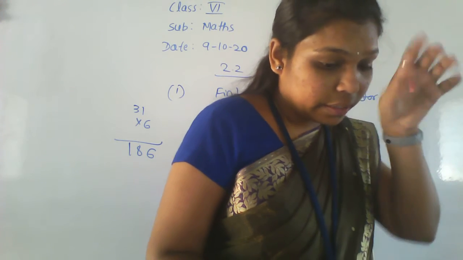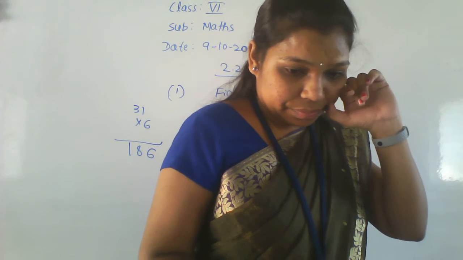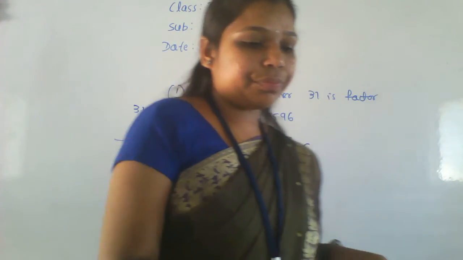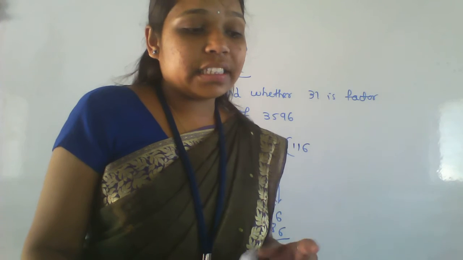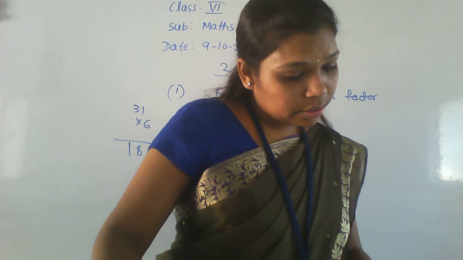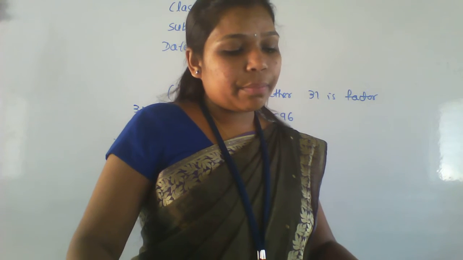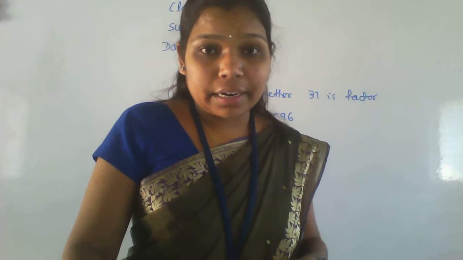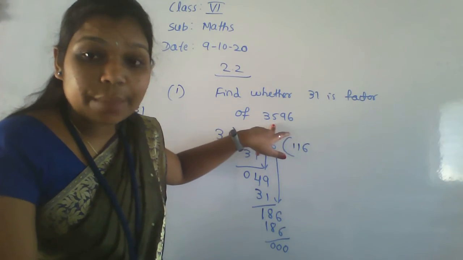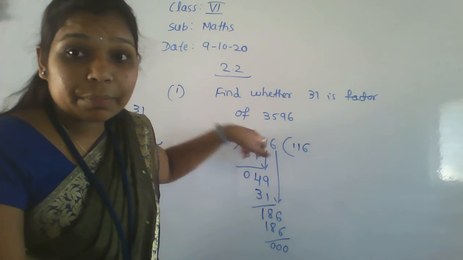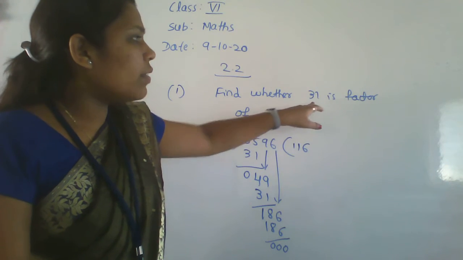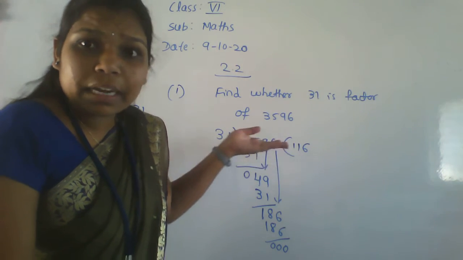Yes, it is correct. A factor of a number can never be greater than that number. I told you in the first class, right? A factor of this number is never greater than this number, but it is less than this number. 31 is less than 3596, so it may be a factor.